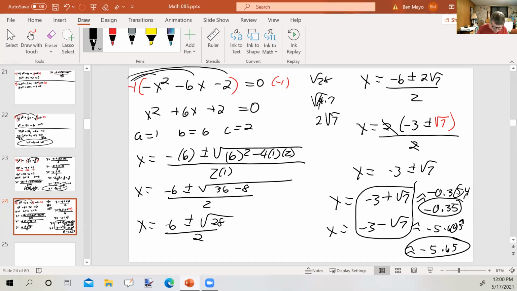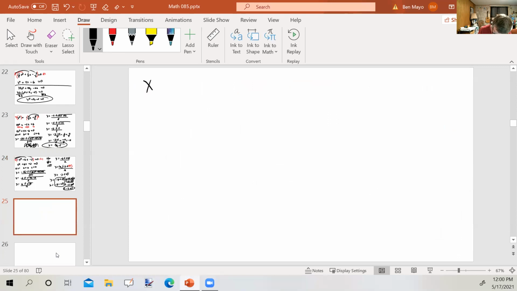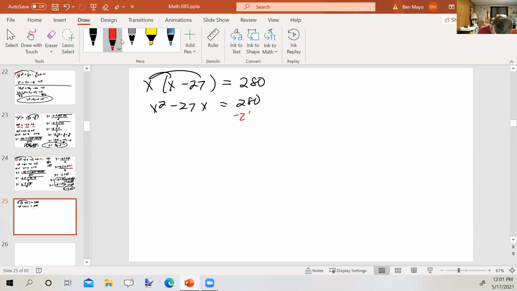Let's see here. x times x minus 27 equals 280. The problem here is that it's not at all in standard form. So let's distribute: x squared minus 27x equals 280. Subtract 280 from both sides. x squared minus 27x minus 280 equals 0.